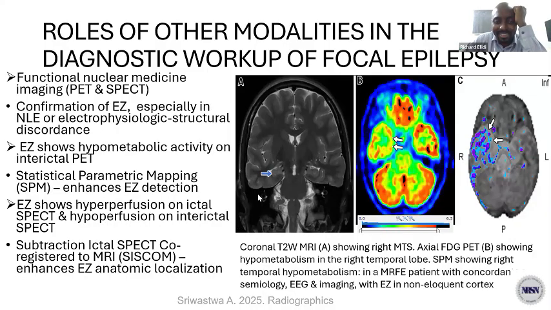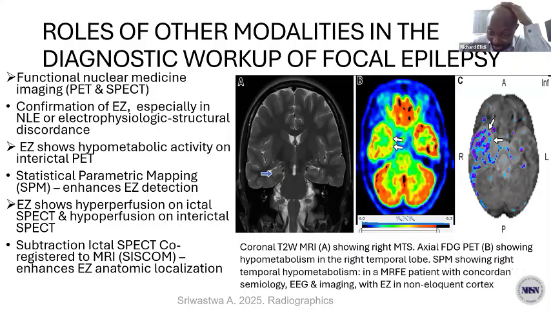So in this image, you have hippocampal sclerosis on the right, which shows up on this PET image as an area of interictal hypometabolism, because it's obtained when there is no seizure. And then it shows up on the SPM image, that's the statistical parametric mapping, as this abnormal area of hypometabolism.